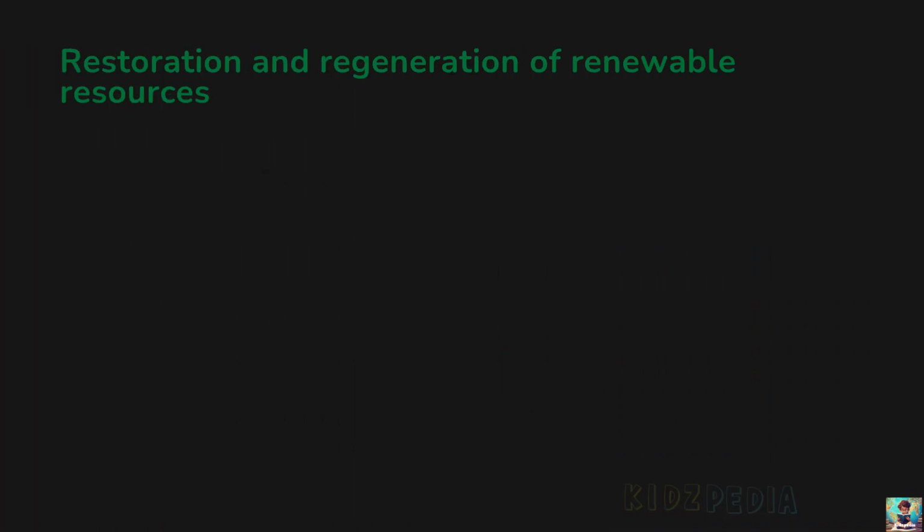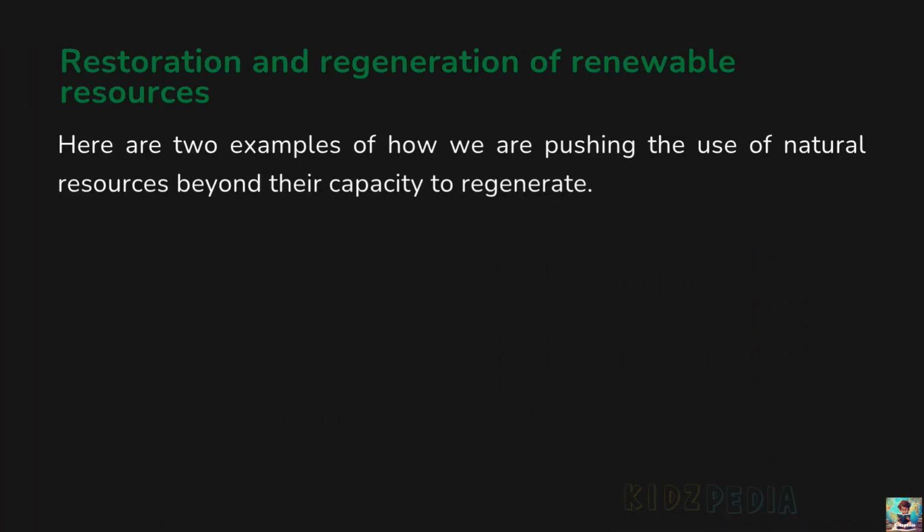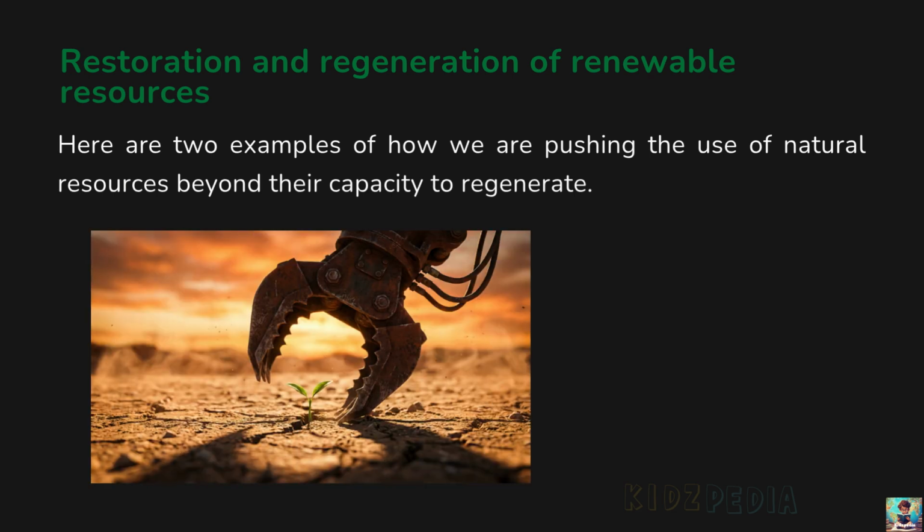Restoration and regeneration of renewable resources. Here are two examples of how we are pushing the use of natural resources beyond their capacity to regenerate. So, we learned that nature can replace some resources, but it needs time to do so. Today, humans are using many natural resources too quickly and excessively. We are taking more from nature than it can produce again. Because of this, resources may decrease, get damaged, or even disappear in the future.